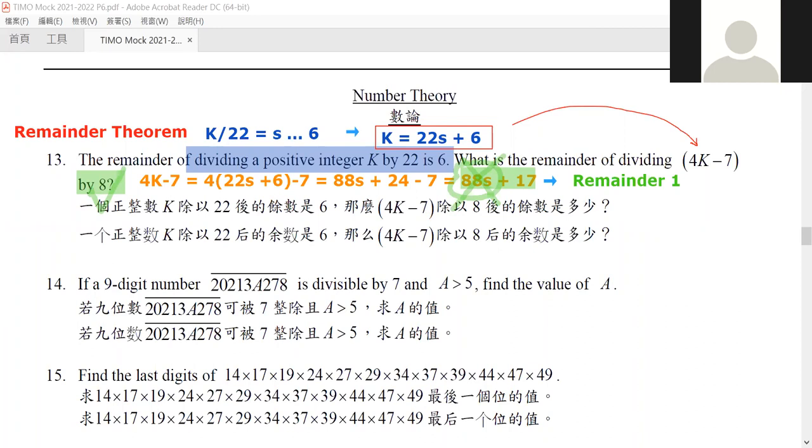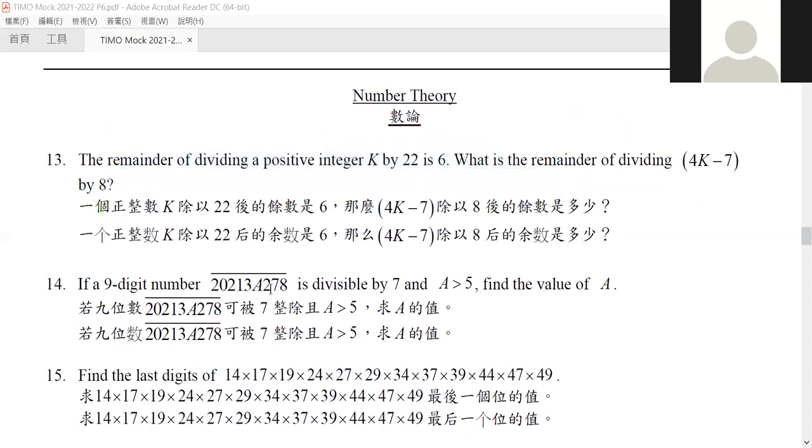Okay, so let's go to question 14. Question 14: if the 9-digit number 2021382678 is divisible by 7. Now, divisibility by 7 is difficult to check. How can we know whether some number is divisible by 7 or not? We do this by making use of the so-called three-digit rule.